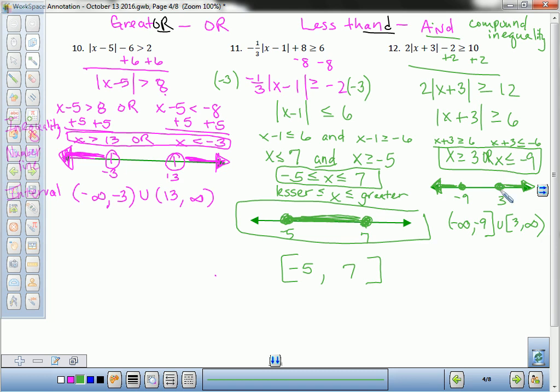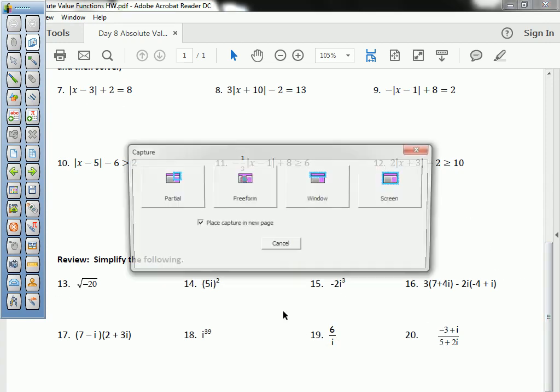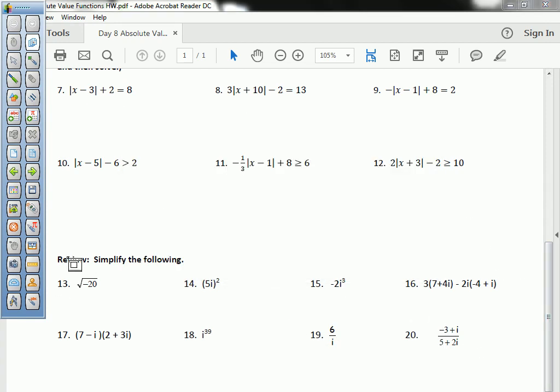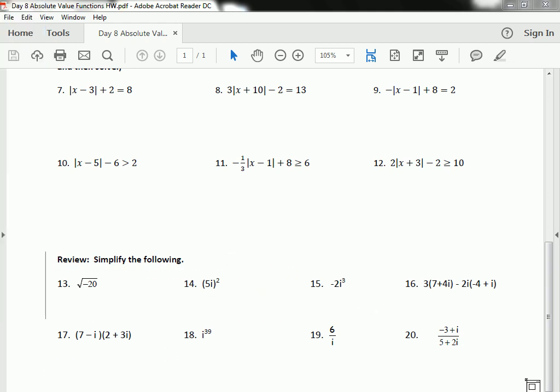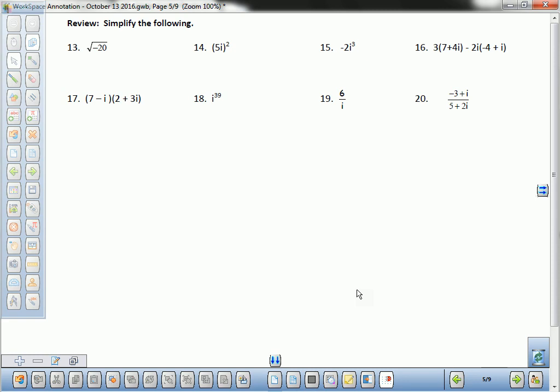All right, so those are our three forms of the answer: inequality, number line, interval. Okay. All right, let's take a look at that last little review part. Review is important because our final can replace our lowest test grade, right? That's good news.